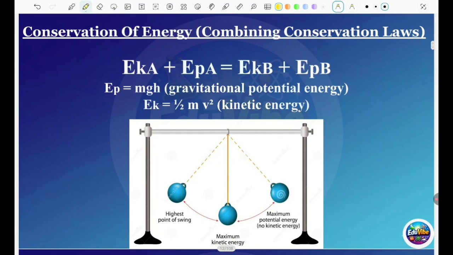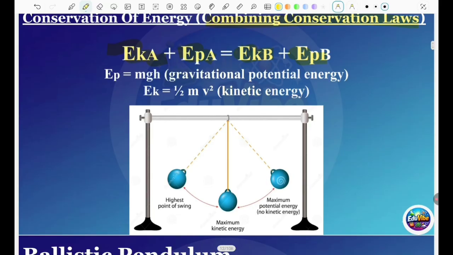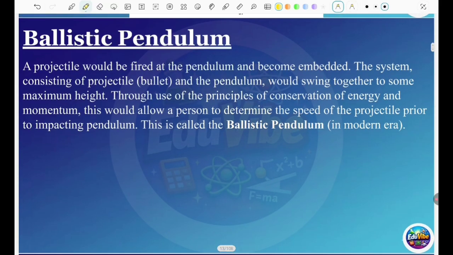Then the last topic, we consider the conservation of energy, which is EKA plus EPA is equal to EKB plus EPB. There are questions that involve combining conservation laws. We do the ballistic pendulum, which involves the rotation. If we have some projectile and it hits over there, it bounces and goes over like this.